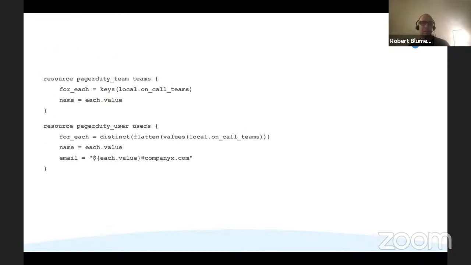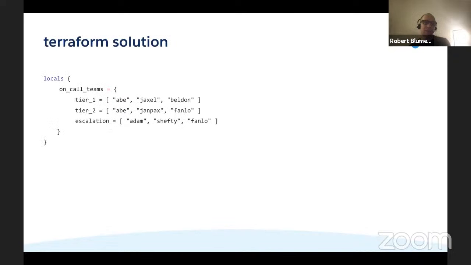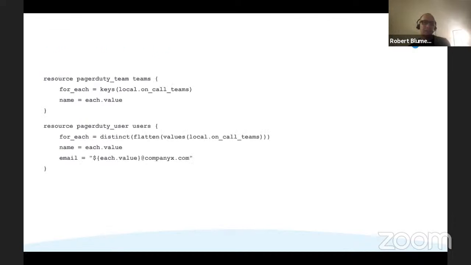Now, the teams, it's pretty easy. I'm going to call the keys function on on-call teams. If we back up, see on-call teams, it's a map, and the keys are the team names and the values are the team members. So call the keys. To get the users, it's a little harder. We're going to take the values. The values give you a list of lists. We need to flatten that and then do a distinct to remove duplicates. And that gives us a unique list of users.